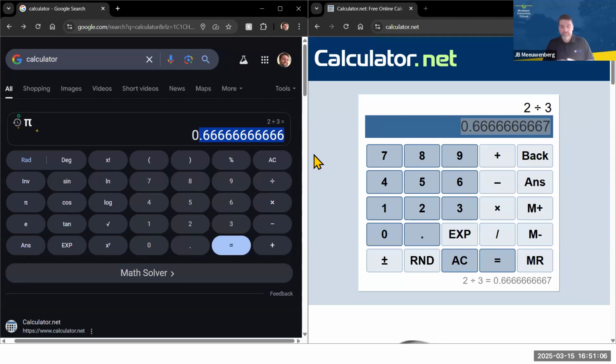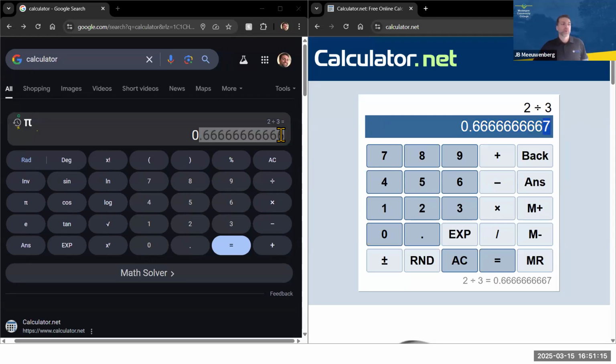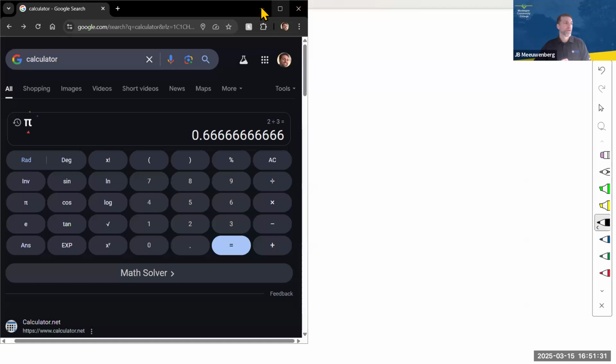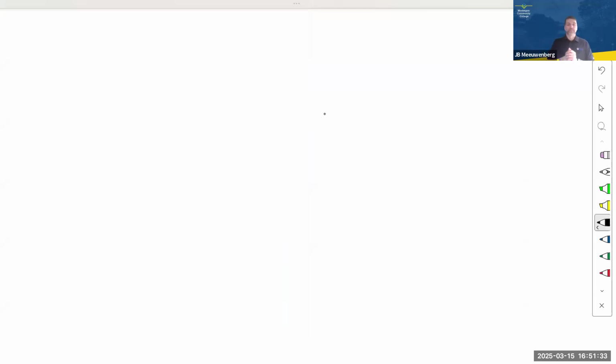So this is an interesting thing about calculators. Some of them are programmed to round the last digit, and some of them are programmed to just cut numbers off at the last digit. And I find that interesting because it could lead you to thinking that one answer is different from what it actually is. And so you have to know how your calculator behaves. So let's talk a little bit about rounding then.